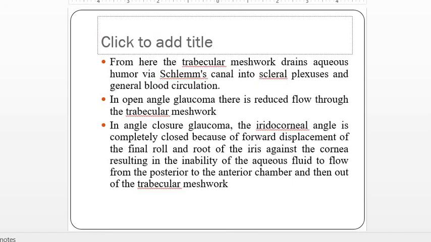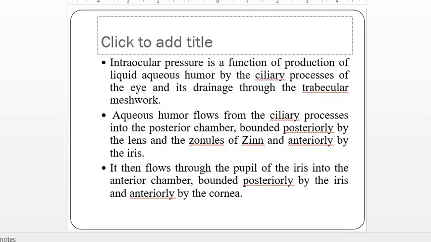In open-angle glaucoma, there is reduced flow through the trabecular meshwork. So, first of all, intraocular pressure is the production of liquid aqueous humor by the ciliary process. Then aqueous humor flows from the ciliary process into the posterior chamber. The main thing is that it flows through the ciliary process into the posterior chamber, then through the pupil of the iris into the anterior chamber.